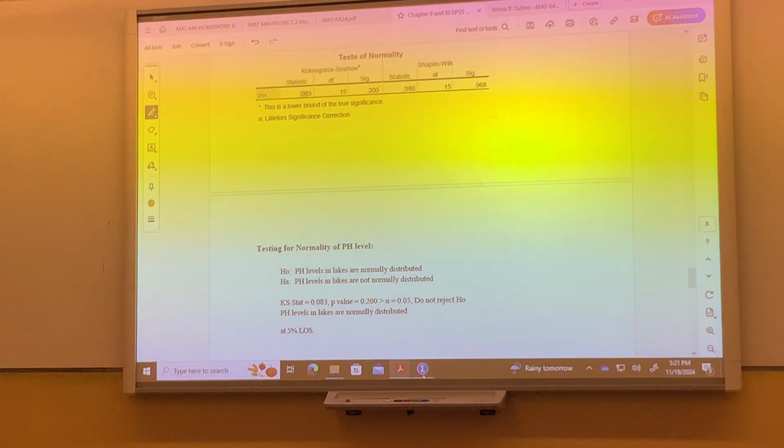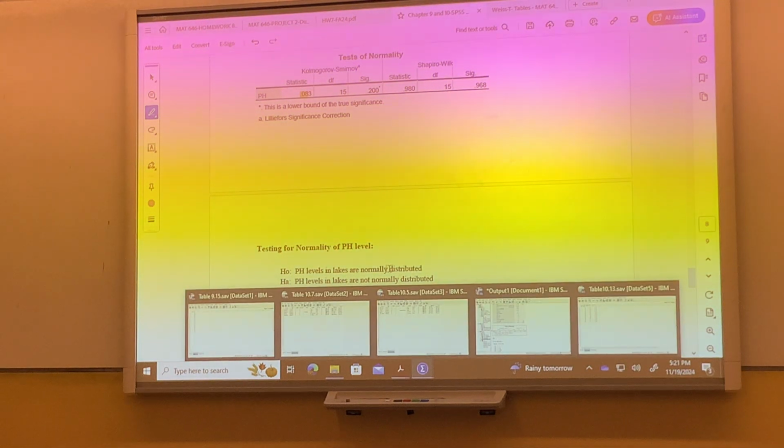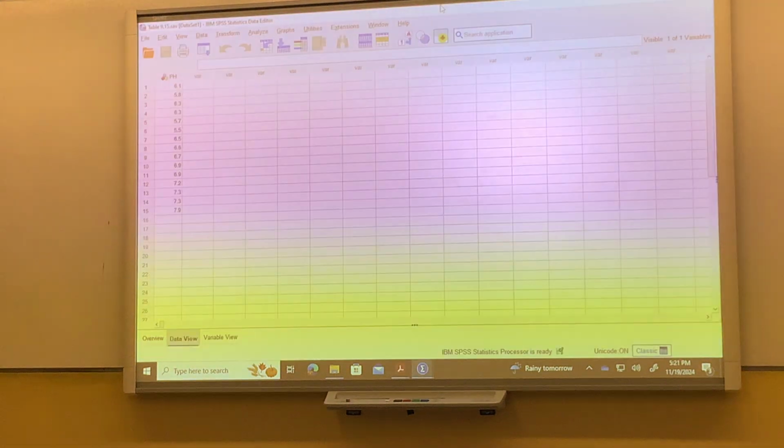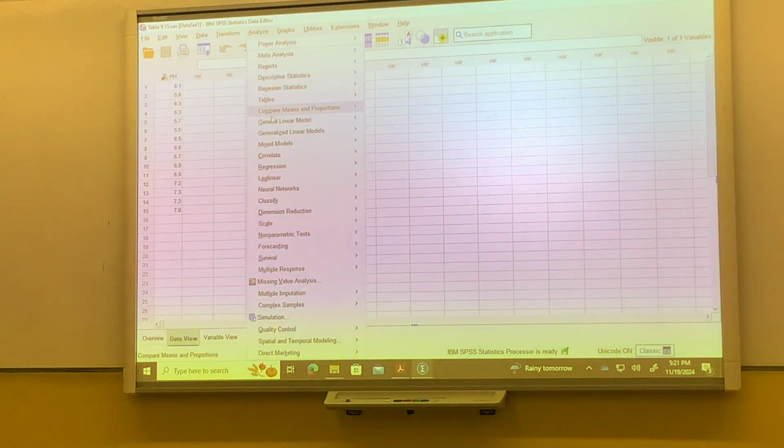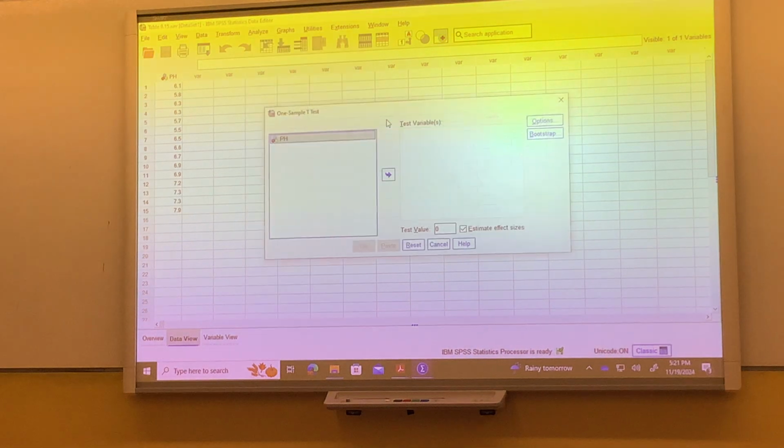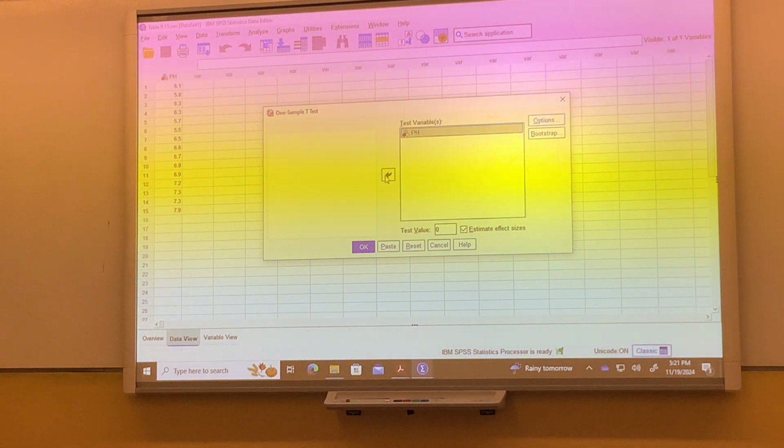Now you're ready to do the t-test. Go here, 9.15. And now you're going to do your one sample t-test. Everything is here in the compare means. One sample t-test. And put the pH, your one variable data there. But notice over here, you've got to put that 6 over here. Don't keep it 0.